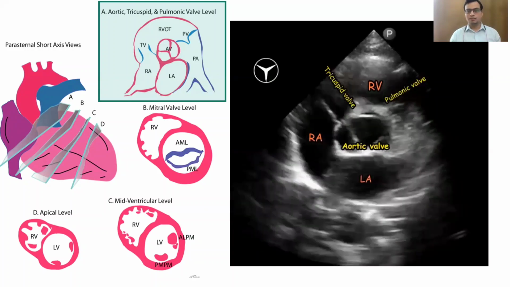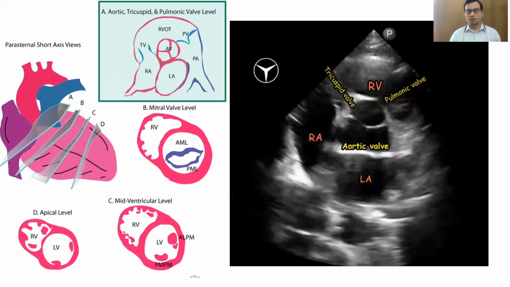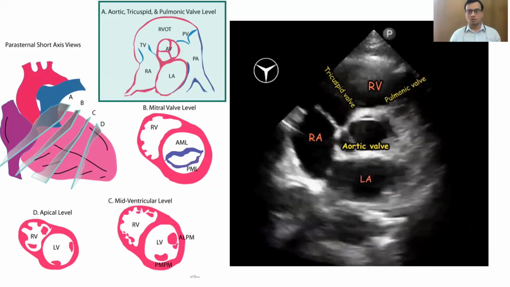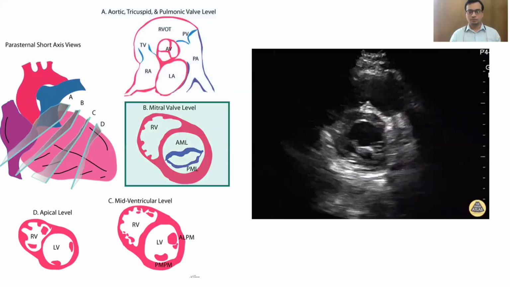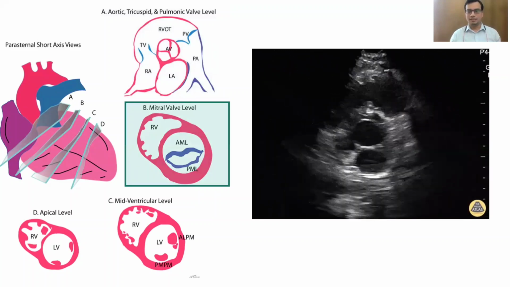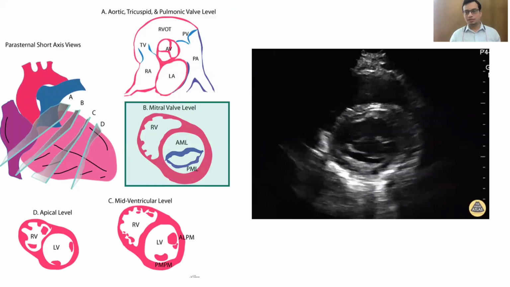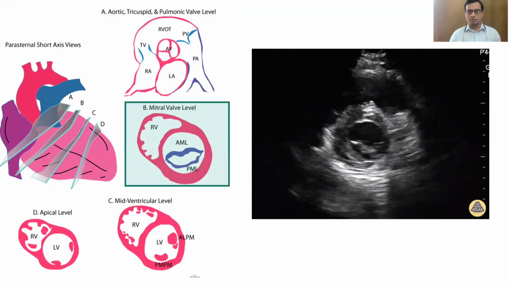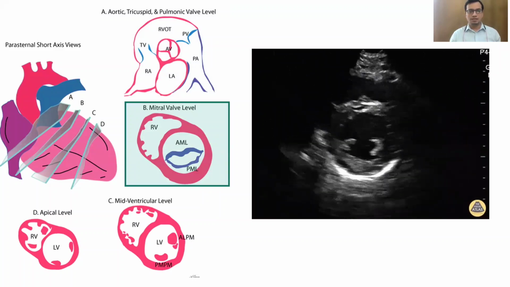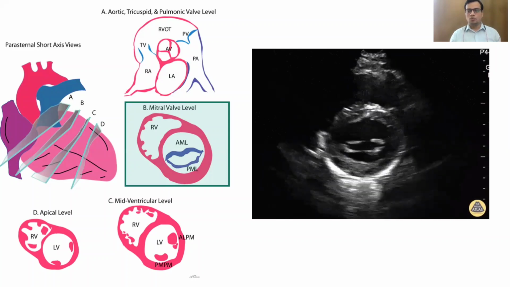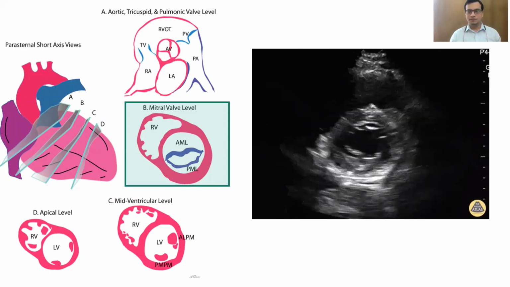So a lot of abnormalities can be seen in this view, and also sometimes you can see a large RV and a thrombus in the pulmonary artery beyond the pulmonic valve. By tilting the transducer towards the apex of the left ventricle slightly, but staying perpendicular to the long axis of the heart, you will arrive at the plane of the mitral valve. So this is the mitral valve level of the parasternal short axis. Here the mitral valve is seen orthogonally with its anterior and posterior leaflets.